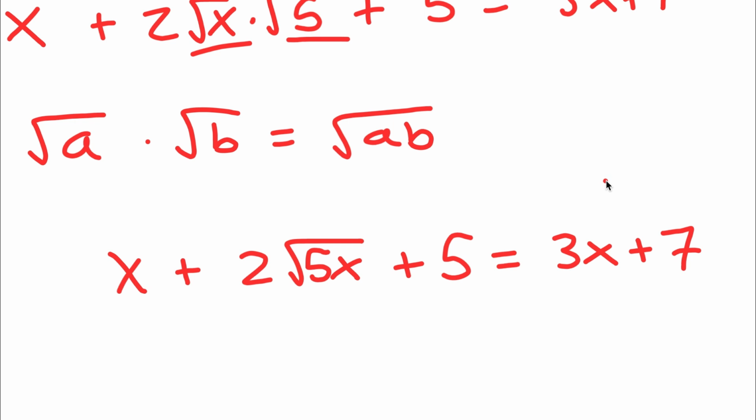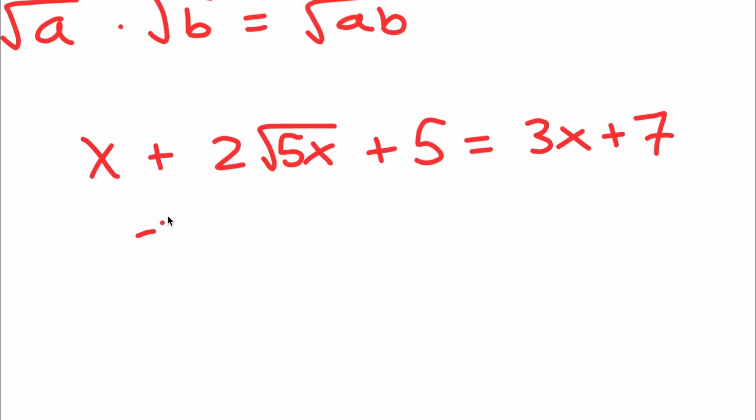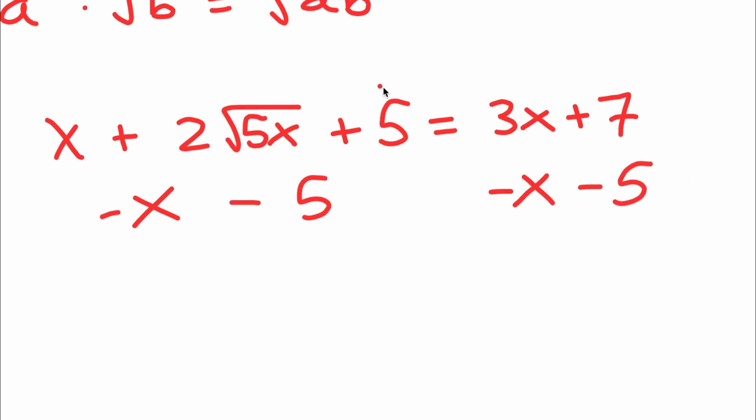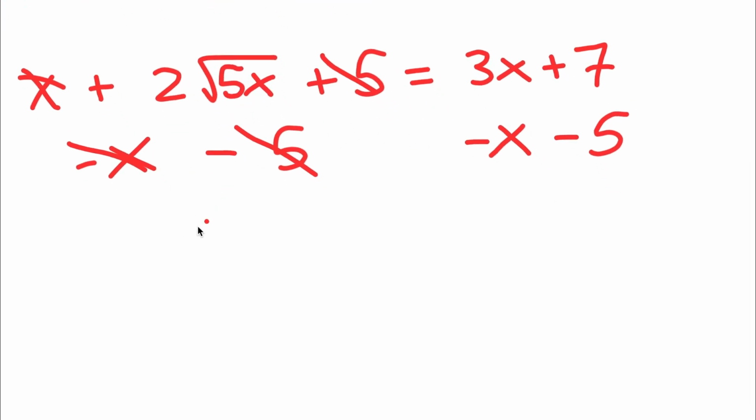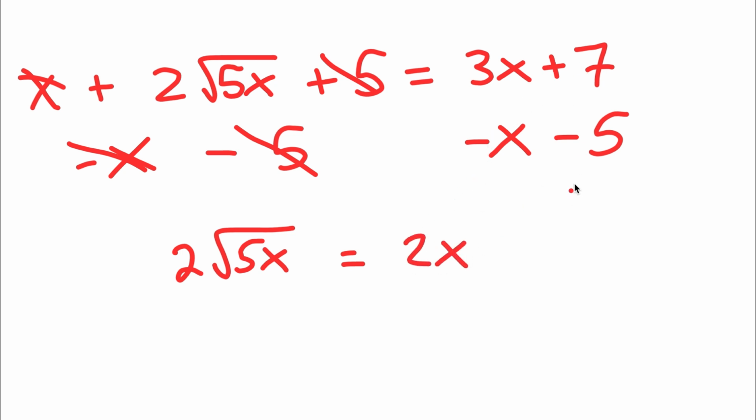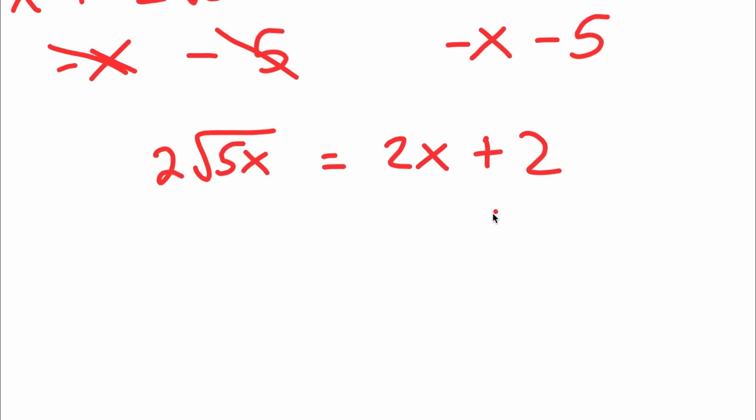Alright, so now from here, what I'm going to do is subtract x and subtract 5 on both sides. This way, things can be a little more simplified. So, from my left-hand side, all I have is 2 root 5x. And on my right-hand side, well, 3x minus x is just going to be 2x. And 7 minus 5 is positive 2. So I'm left with 2 root 5x is equal to 2x plus 2.